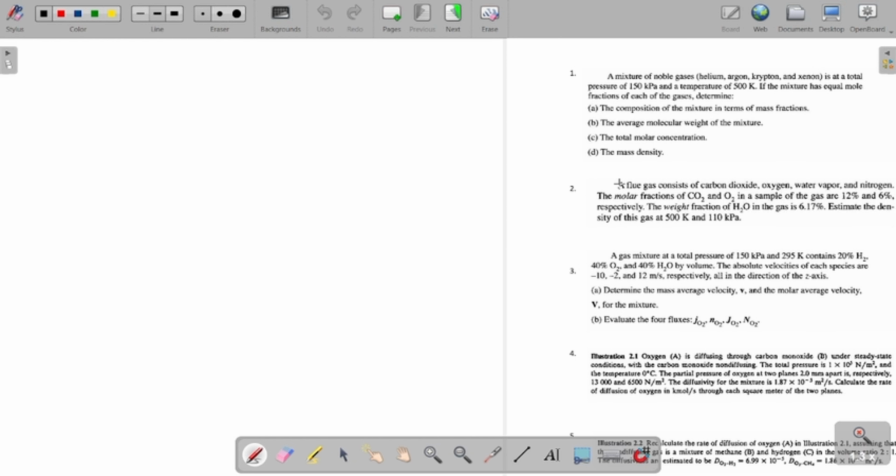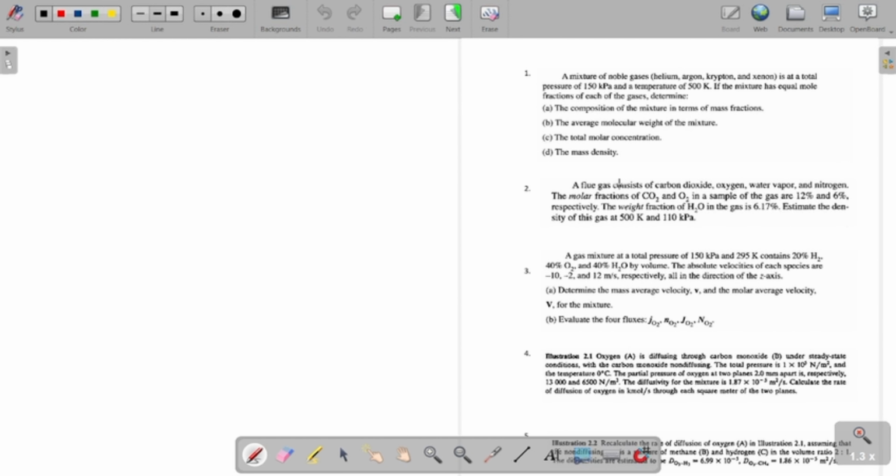In our first example, as you can see, we have a mixture of noble gases: helium, argon, krypton, and xenon. The total pressure we are talking about here is 150 times 10 raised to the power 3 Pascal, at a temperature of 500 Kelvin.